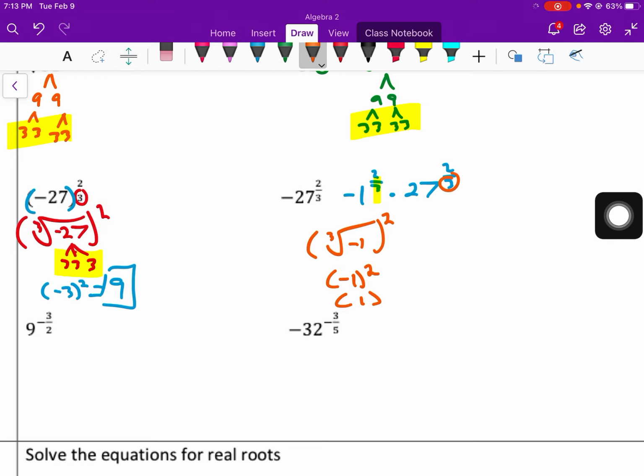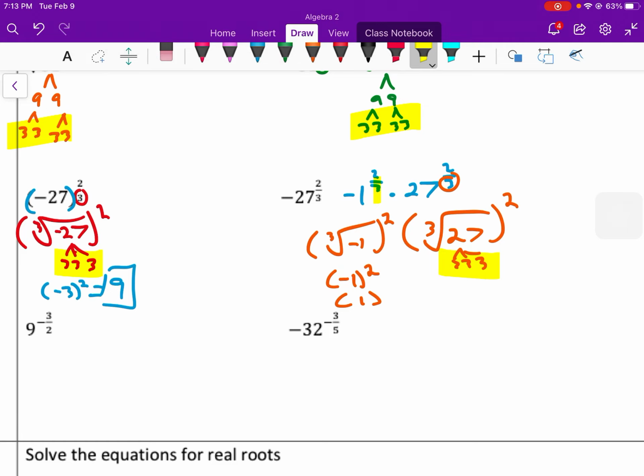Now for 27 to the 2/3, again we have an index of 3. So cubed root of 27 squared. This is 3 factors of 3 here. So the cubed root of 27 is going to be 3, and we're squaring that. So then we have 1 times 3 squared, which is 9. So now we get 9.